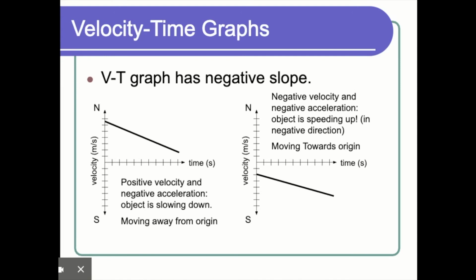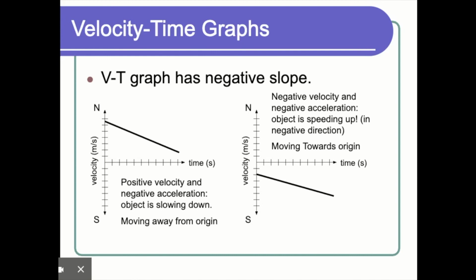My advice to you guys, look at your graph. See what the data is telling you. The positive just tells me that I'm moving away. The negative tells me that I'm moving towards. The size of the number is going to tell me if I'm speeding up or slowing down. If my number is getting bigger, I'm speeding up. If my number is getting smaller, I'm slowing down.